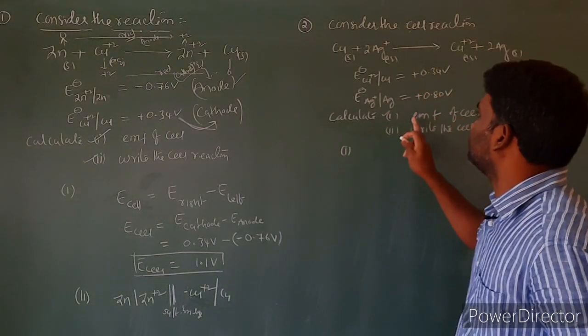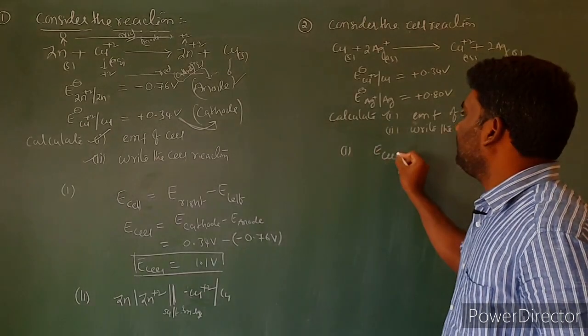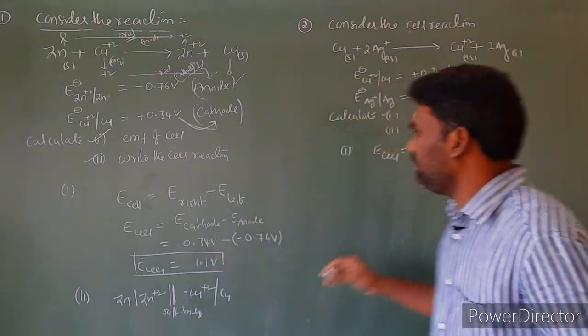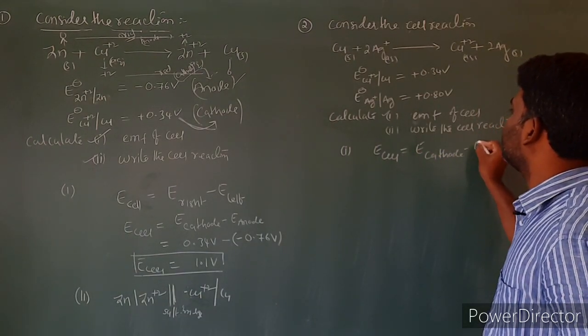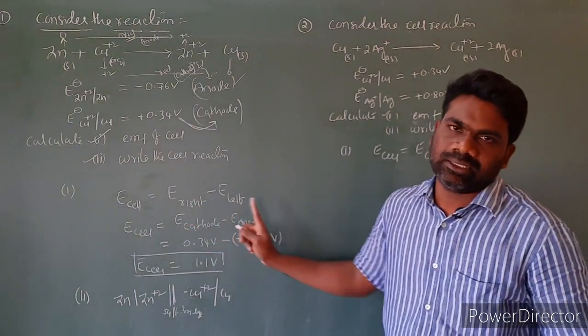First problem answer: EMF of the cell. So what is the formula? E cell is equal to E right minus E left. I am taking E cathode minus E anode. E cathode minus E anode is nothing but E right minus E left.